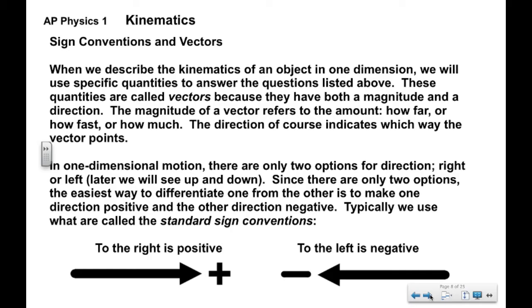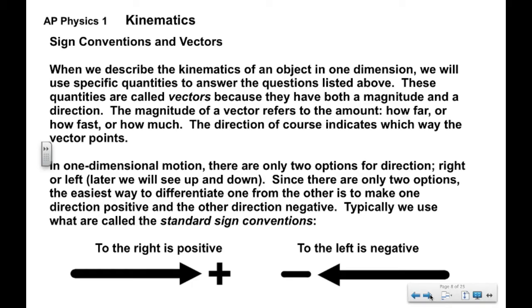Now, when we describe the kinematics of an object in one dimension, we'll use specific quantities to answer the questions that we've mentioned earlier. These quantities are called vectors because they have both a magnitude and a direction. The magnitude of a vector refers to the amount. It can refer to how far or how fast or how much, depending on what kind of vector we're discussing. The direction indicates which way the vector points. In one-dimensional motion, there are only two options for direction, right or left. Later on, we'll see up and down.